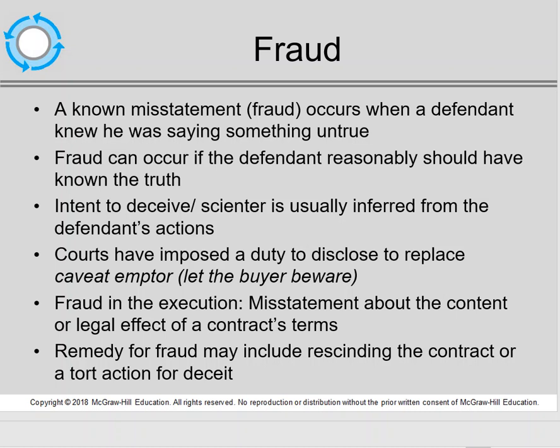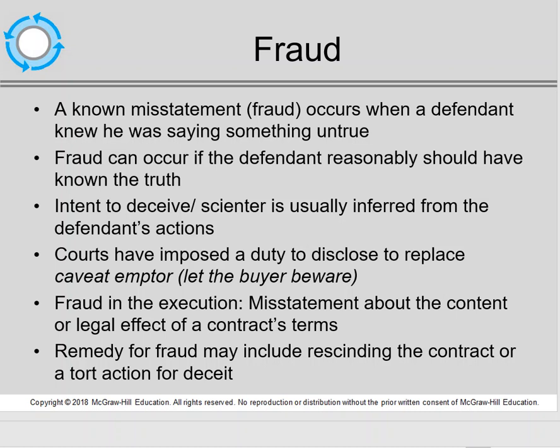If you can prove only the first 5 elements, you have non-fraudulent misrepresentation. If you can prove all 7 elements, then you have fraud. Fraud allows the plaintiff to get greater amount of damages because here you proved intent by the defendant. So when you can prove fraud, you will get greater damages than if you can merely prove non-fraudulent misrepresentation.